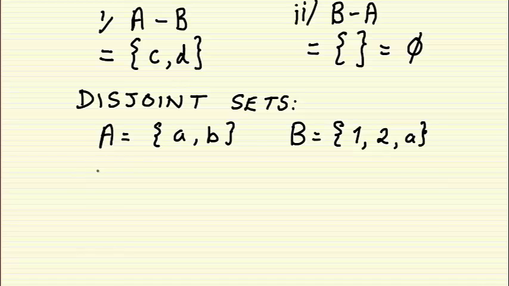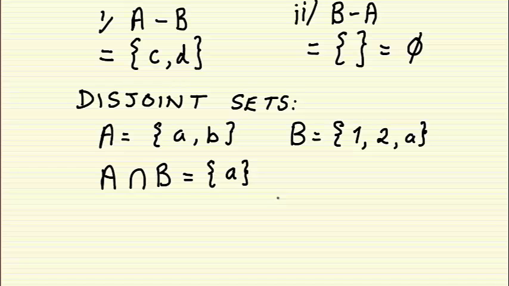Okay, so let's form the intersection then. So A intersection B, in this case, we're looking for the common elements between the two, is solely the element a. So in this case, A and B are not disjoint sets.